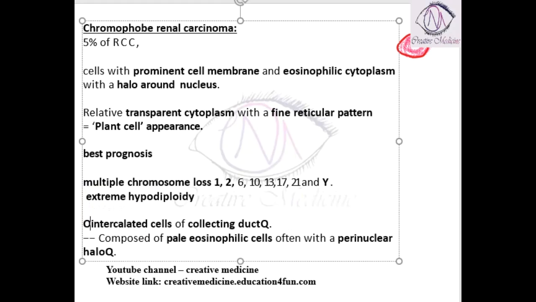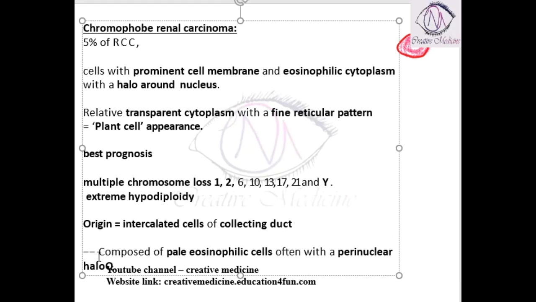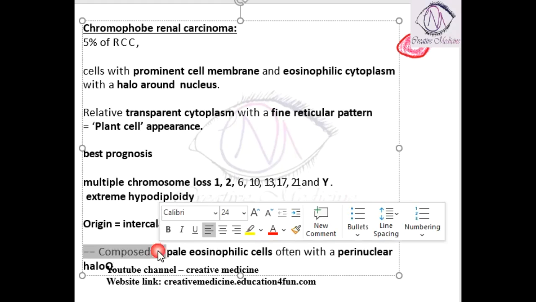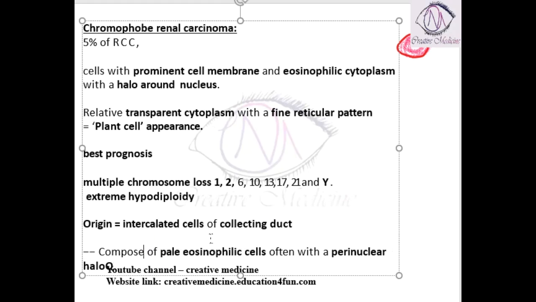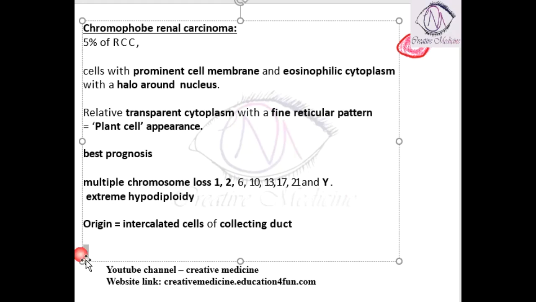The main origin of the chromophobe renal cell carcinoma is from the intercalated cells of the collecting duct. So the origin is from the intercalated cells of the collecting duct, and it is mainly composed of pale eosinophilic cells with a perinuclear halo, which was already said.